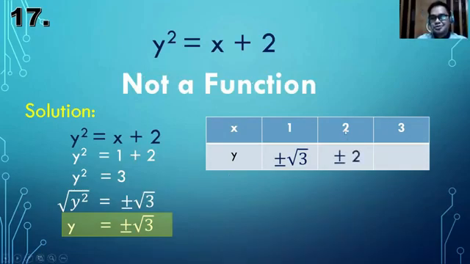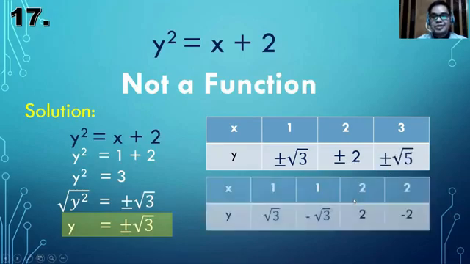Okay, so also if you're going to get the value of y using the value of x, which is 2, you will be getting positive 2 and negative 2, and so on. So to have a clearer understanding, it can be like this as well. So 1, square root of 3, 1, negative square root of 3. We have 2, 2, 2. That makes it not a function. Is that clear?